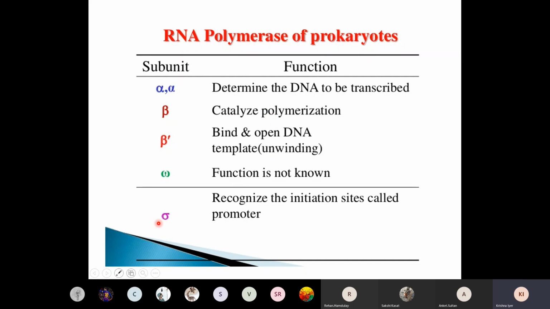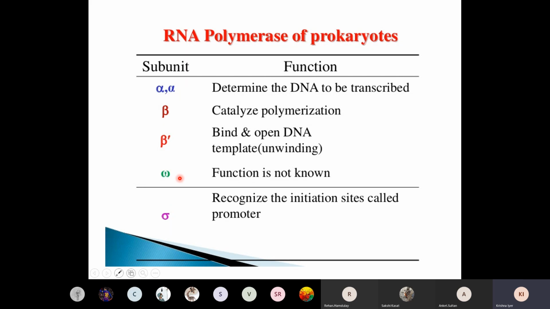Now the main role of the sigma is to recognize what are called the initiation sites, or classically speaking promoter sites, based on the presence of these specific sequences. Then actually the transcription will begin. This subunit, which is the omega subunit, is always found associated, but the specific function has not yet been elucidated, but it is always there.